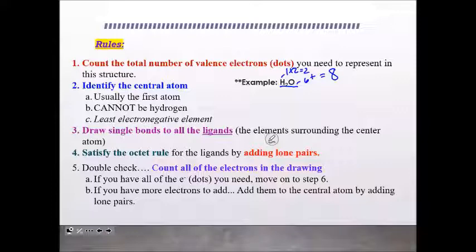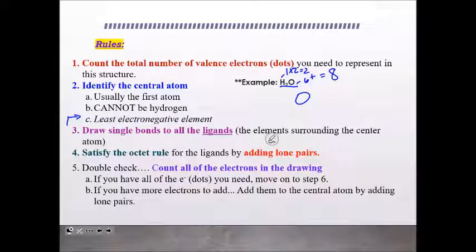The other criteria that we look at is electronegativity. Does everybody remember that electronegativity trend? What's the trend of electronegativity? Up is going to what? Increase. To the right is going to increase. So as we go up and to the right, the electronegativity is going to increase. But usually the least electronegative element is the one that goes in the center. So here, with water, what is our only option that can go in the center? Oxygen, because hydrogen cannot. So we're going to put oxygen in the center.